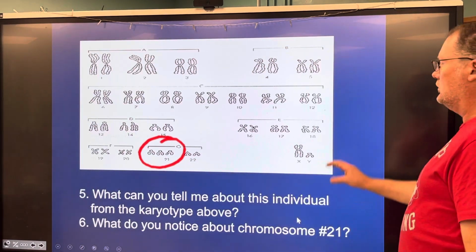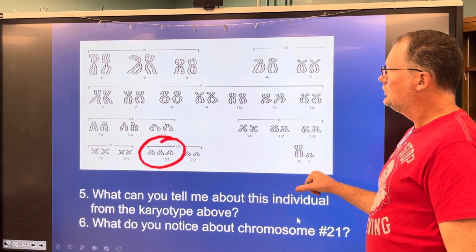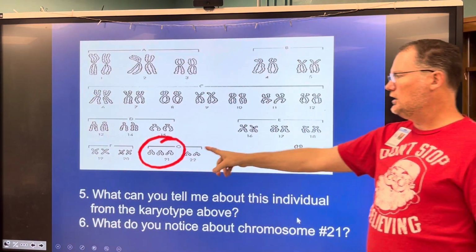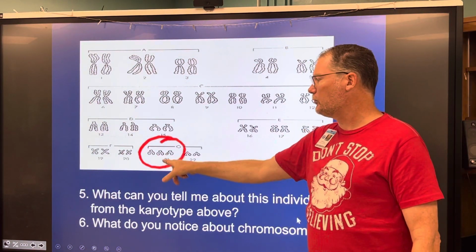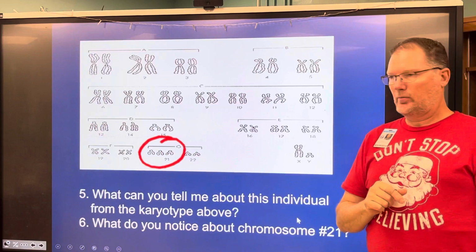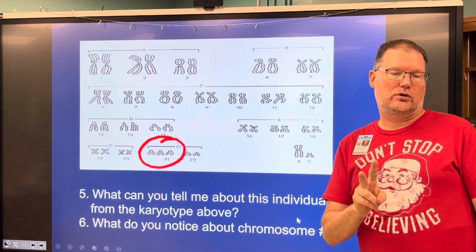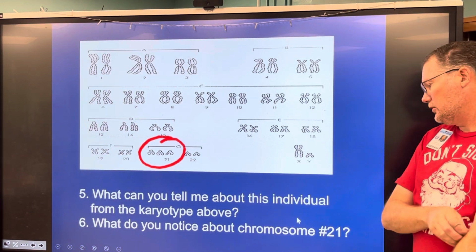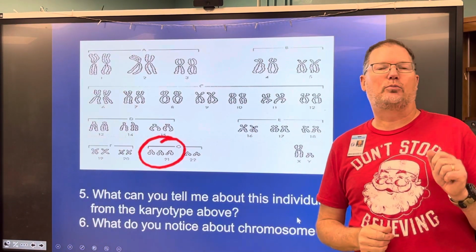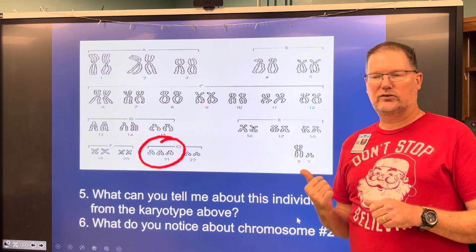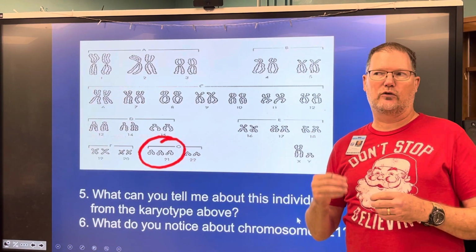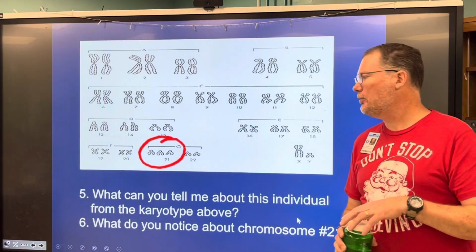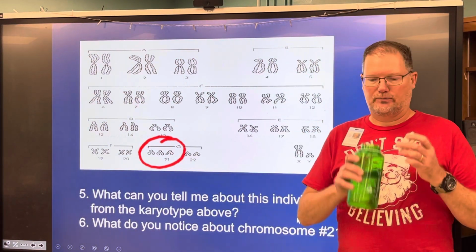But this one is also male, human, 46 chromosomes, 23 pairs, but there's something unique going on here. How many copies of number 21 do they have? 3 instead of 2. And this is called trisomy 21. There's a question about this in your notes. A person who is born with Down syndrome has trisomy 21, which is the other name for that genetic disorder. That's when they get an extra copy of that chromosome.